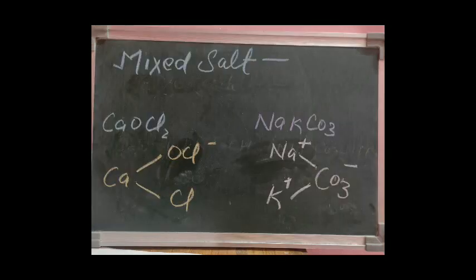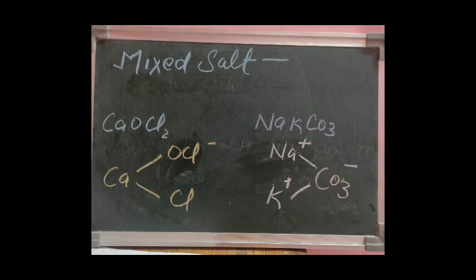Next type of salts are mixed salts. These are the salts which contain more than one cation or anion, other than H positive and OH negative ions. Let's take an example like calcium oxychloride. It is also known as bleaching powder. So here you can see in this formula of bleaching powder or calcium oxychloride, there are two anions, OCl negative and Cl negative.